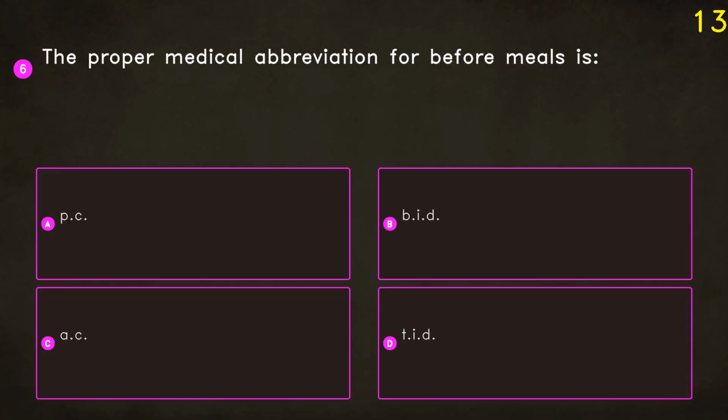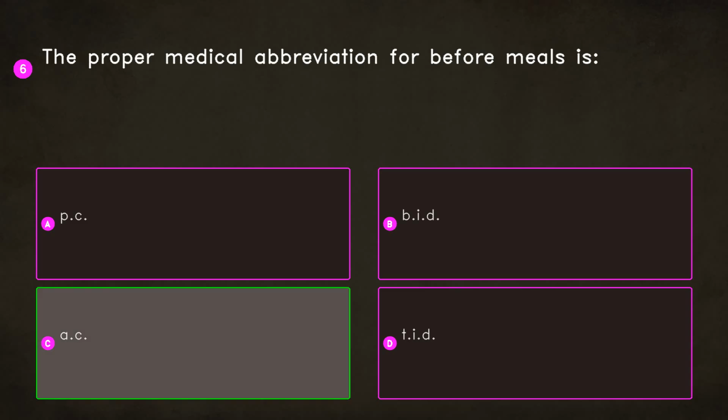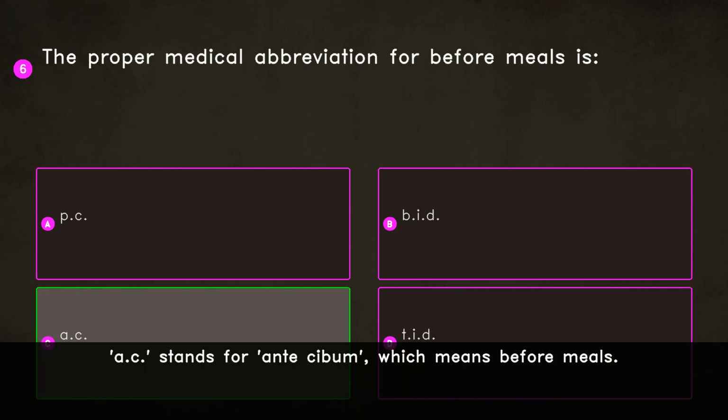Question 6. The proper medical abbreviation for before meals is A. PC, B. BID, C. AC, D. TID. The correct answer is AC. AC stands for ante cibum, which means before meals.